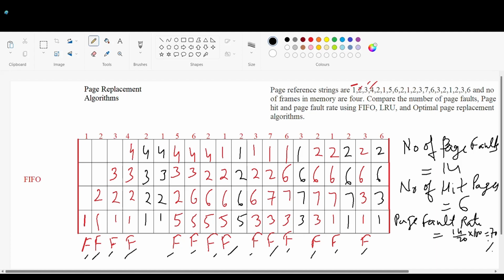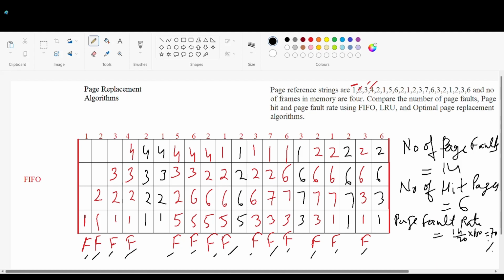Now 1. We don't have 1 here, so we need to replace a page now. Which page should be replaced? 2 will be used in the future, 3 will be used, 6 will be used, but 7 will not be used. So we have to replace 7 by 1, right? So 1, 2, 3, and 6. Now 2 is already there, so 6, 3, 2, 1. 3 is already there, 6, 3, 2, 1. 6 is already there, so 6, 3, 2, and 1, right? So this is a page fault.